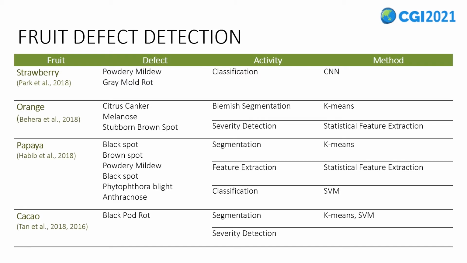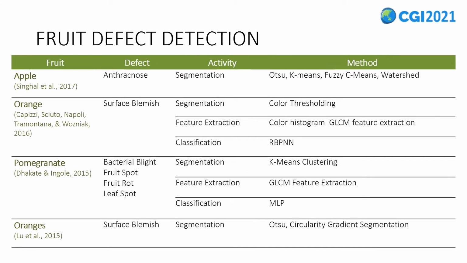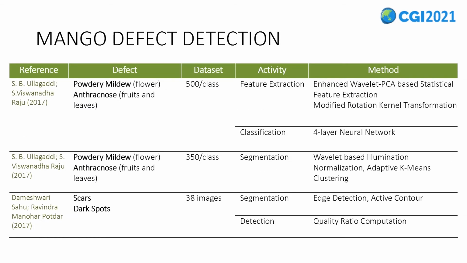Image processing and machine learning algorithms have previously been used to automatically detect surface defects in fruits and leaves, as shown in the following. In addition to this, there were also studies which focused on the defects of mango fruits, flowers, and leaves, such as the following.